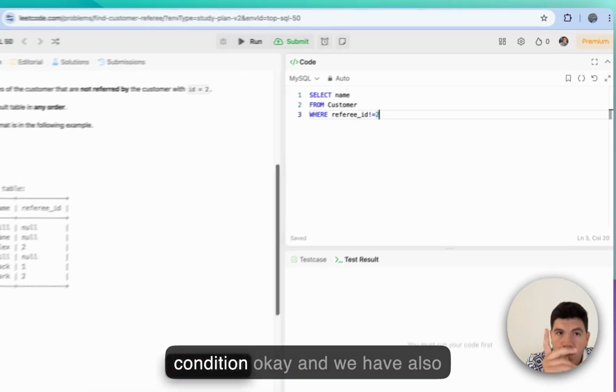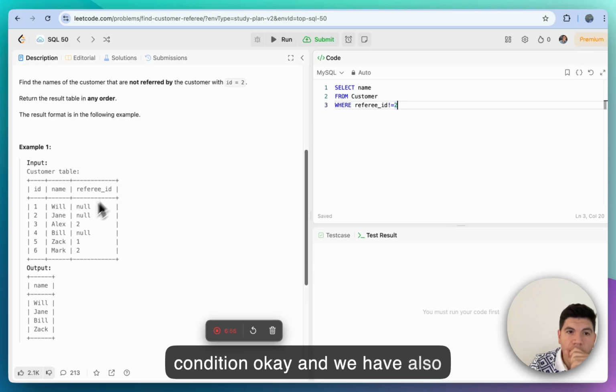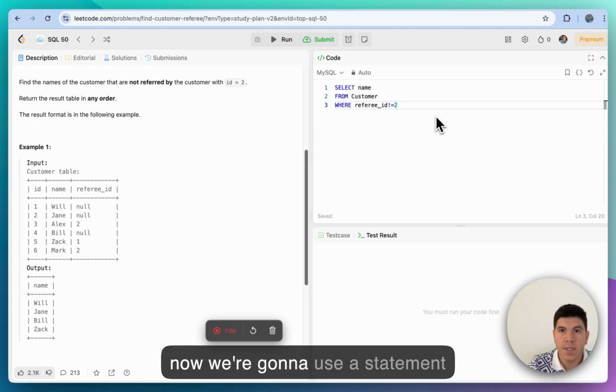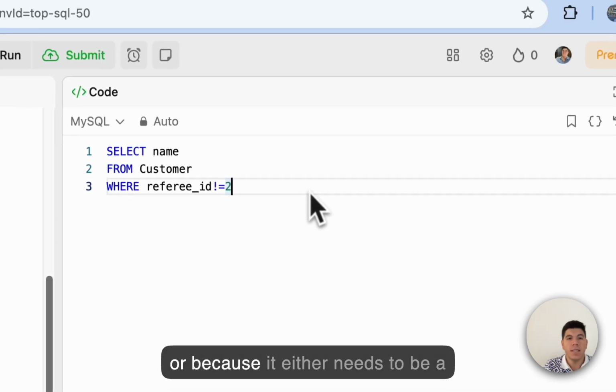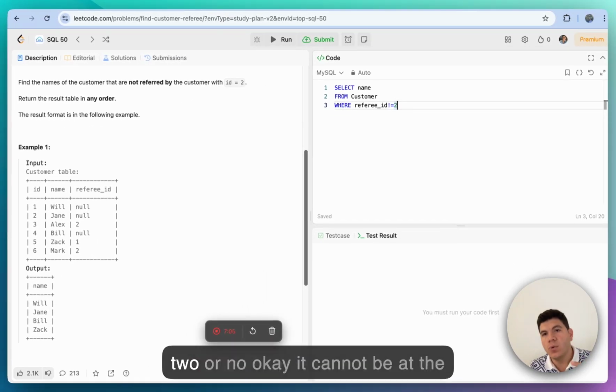So this is one of the conditions. And we have also null values here. So in order to get the null, we're going to use the statement or, because it either needs to be true or null.